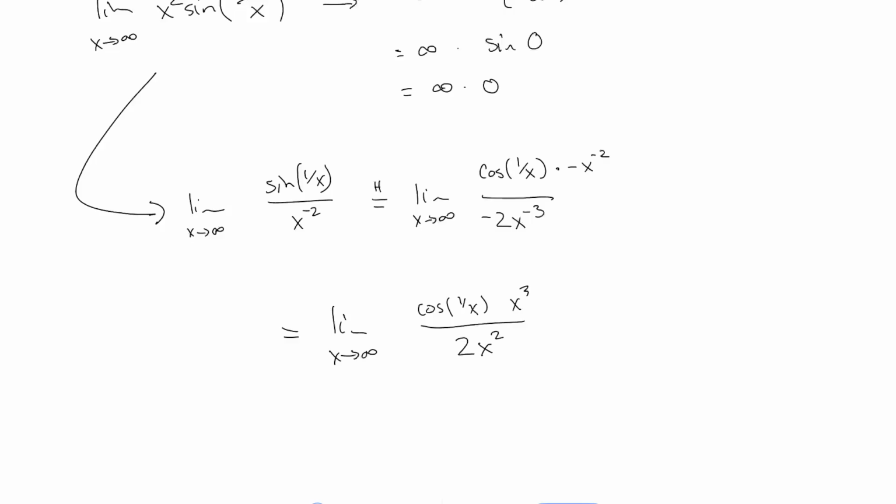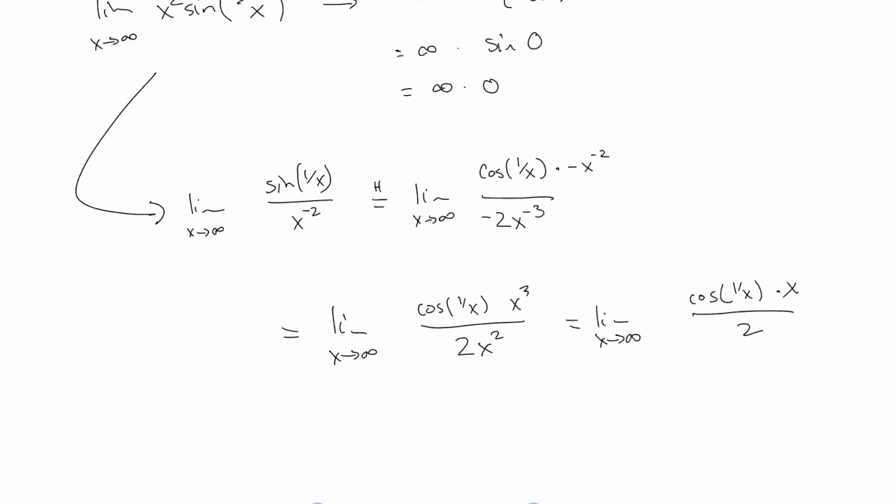I am just rearranging the negative exponents. Everybody upstairs goes downstairs. All right, and then x cubed and x squared can cancel, leaving just x on top. So my finally simplified version of this is cosine 1 over x times x over 2. All right? We have an x up top.